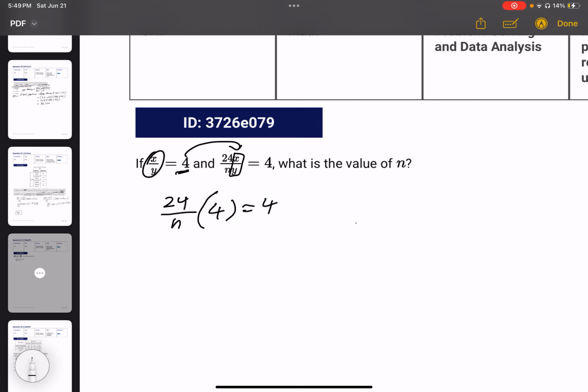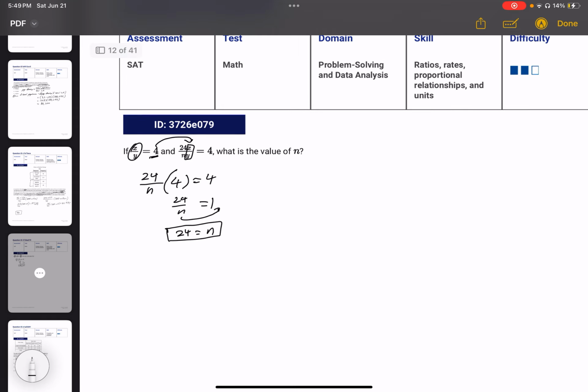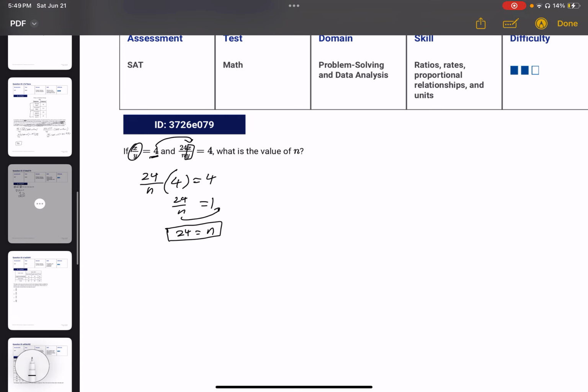And now, what is the value of n? So we can just divide both sides by 4, and we're going to get 1 on this side. It's equal to 24 over n. We multiply n over to this side, and we have n is equal to 24. And that's your answer for that question. This is not a usual problem solving or data analysis question, but not too difficult. So we'll take it. It's a medium difficulty.